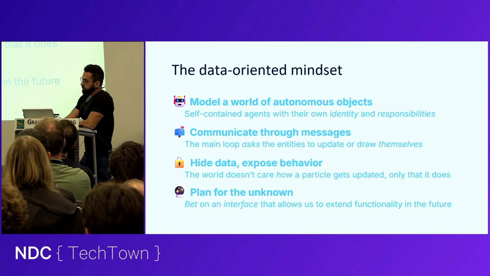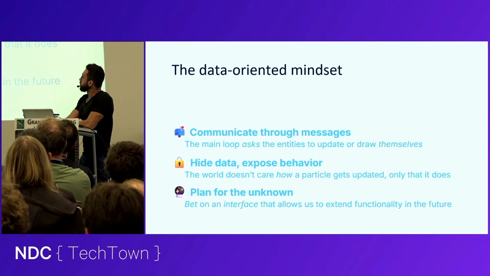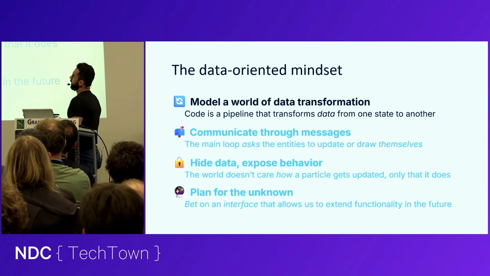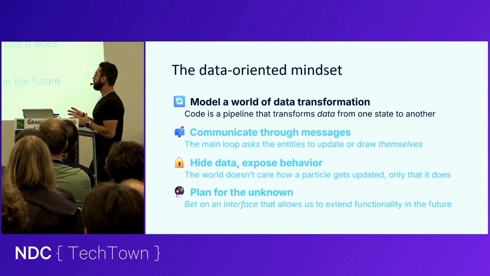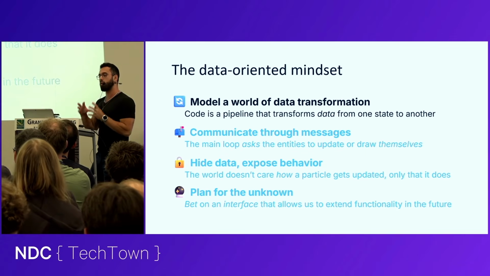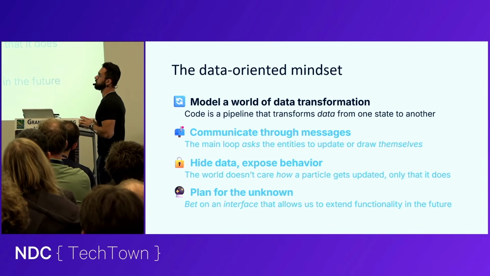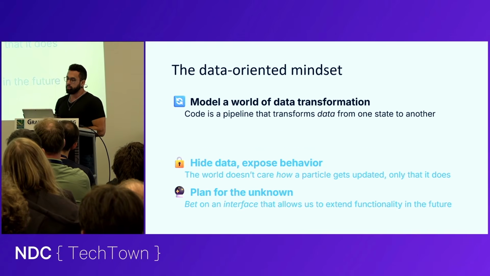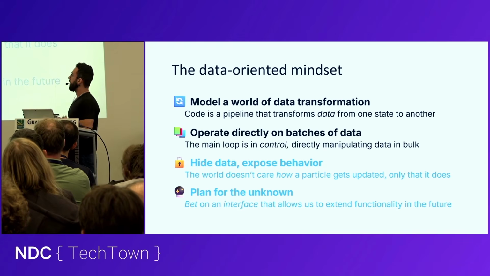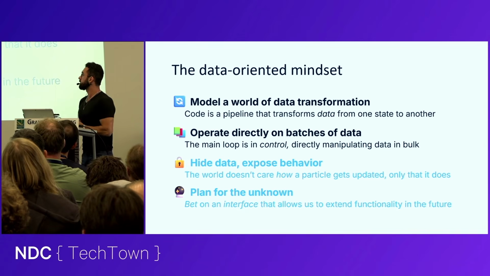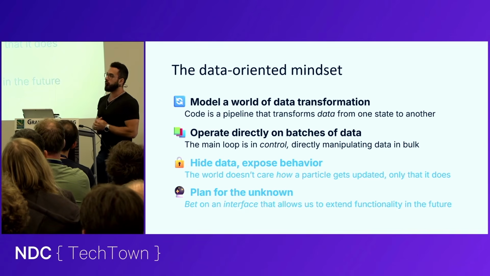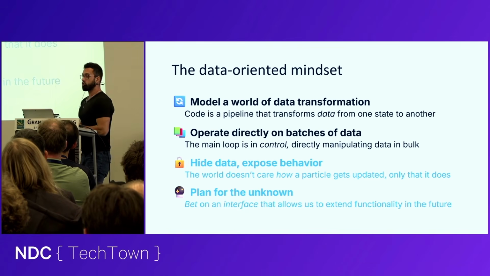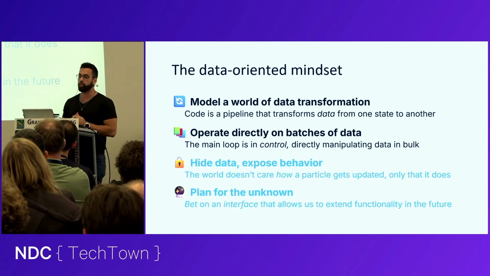When you talk about data-oriented code bases, you don't try to model individual objects, but you try to model a world of data transformation. You sort of think of code as a pipeline that just transforms data from one state to the other, and that is your focus. It's not the individual object, it's the transformation as a whole. What that means is that you're not going to have messages between individual things, but you're going to directly operate on batches of data. The main loop, the world in this case, will be in control. It will be directly manipulating the data in bulk.